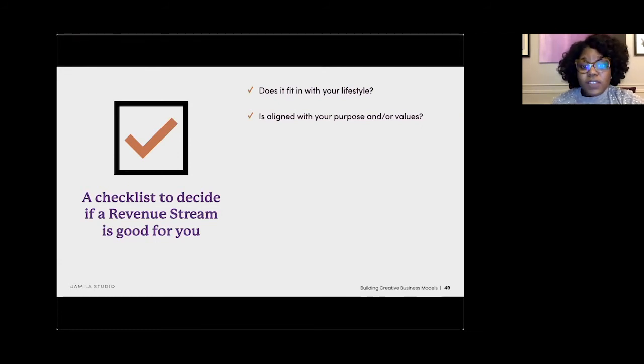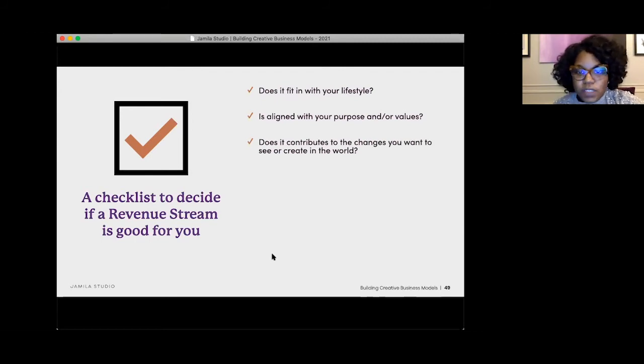Is it aligned with your purpose or values? Does it feel good to you? Does it feel good to you to make money in this way? Does it feel good to you to have to charge specific large fees? Would you rather charge money over time? Figure out what's your purpose, what your value is, and then determine your revenue streams based on that.